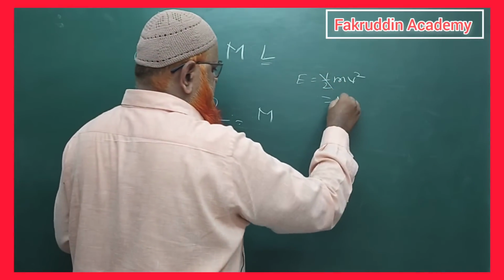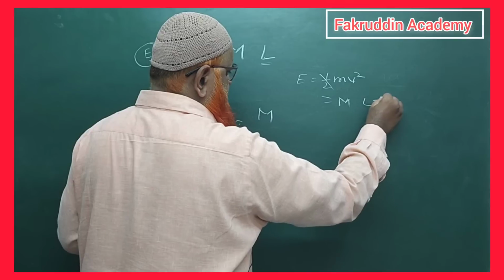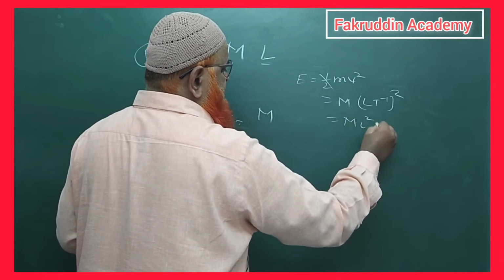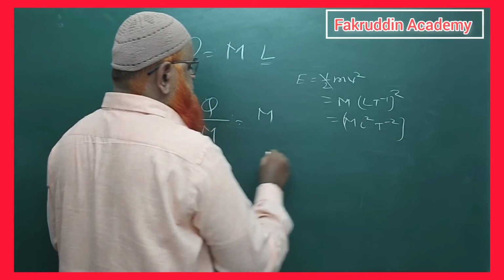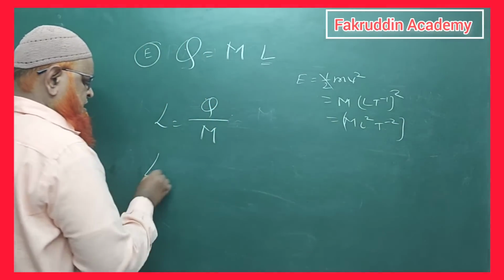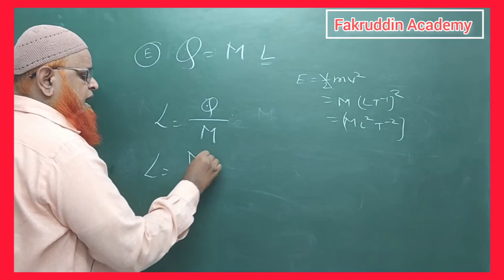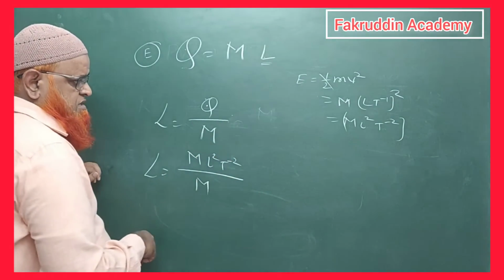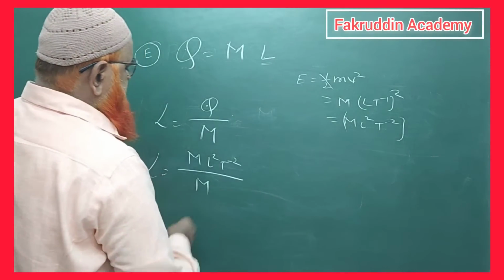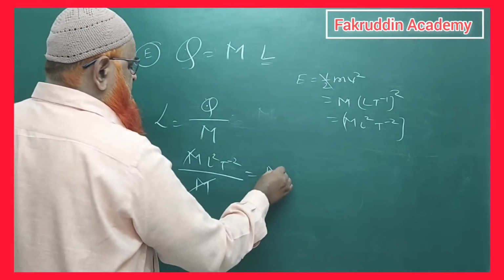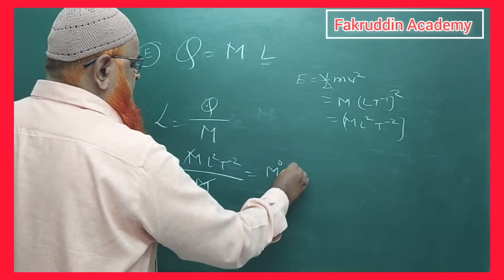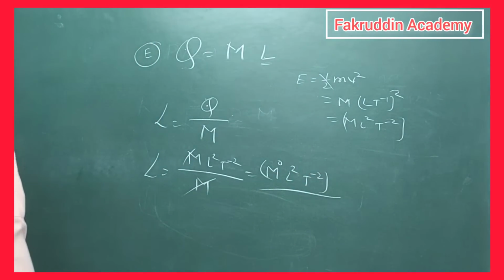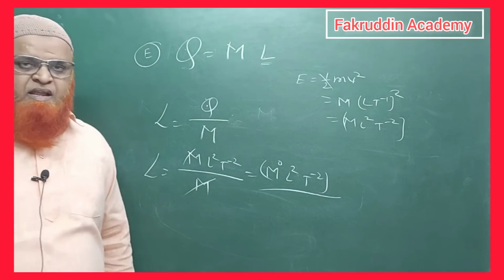So here you can take mass as m and velocity is LT power minus 1 whole square. So the dimensional formula for energy is ML²T⁻². So you can just substitute here: Q is nothing but ML²T⁻² divided by m here, isn't it? If you divide this by m, there is no m left, so we can write it as M⁰L²T⁻². This is going to be the dimensional formula for latent heat.